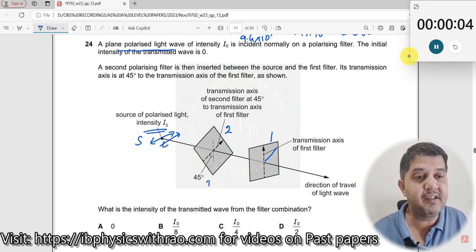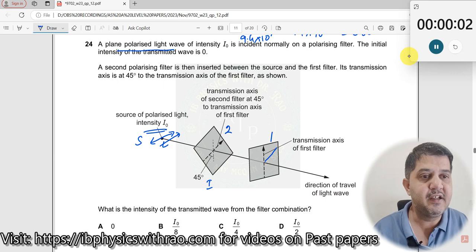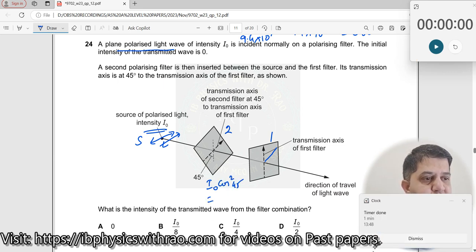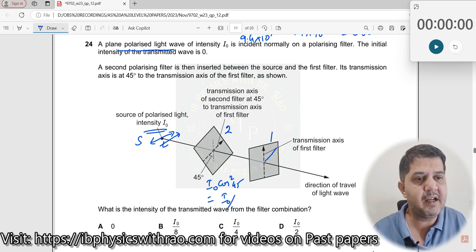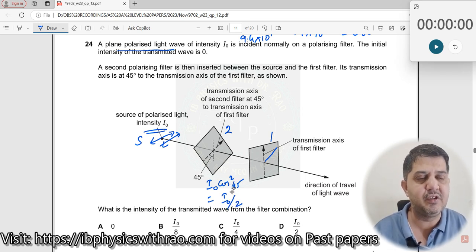When it comes here, you can apply Malus Law. I0 cos squared 45 would be the intensity here, which should now be equal to I0 by root 2 squared, because cos 45 is 1 by root 2, and the square of it becomes I0 by 2.